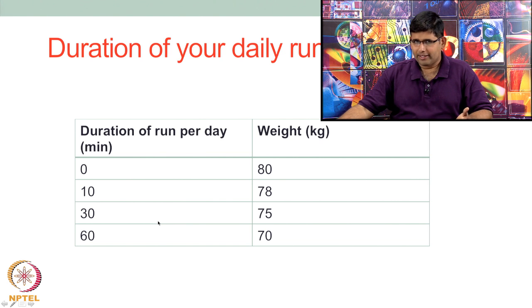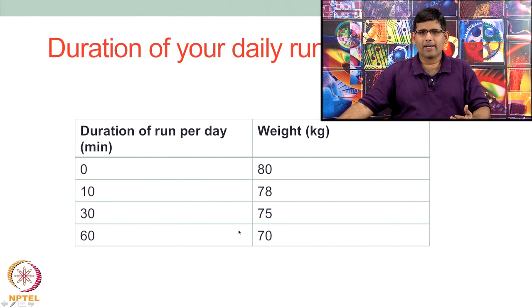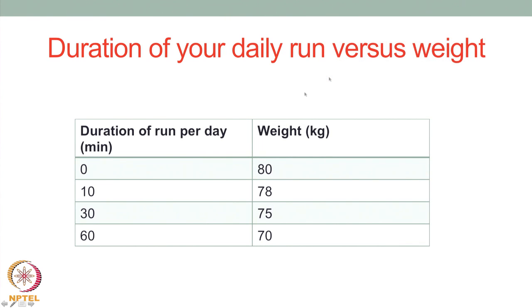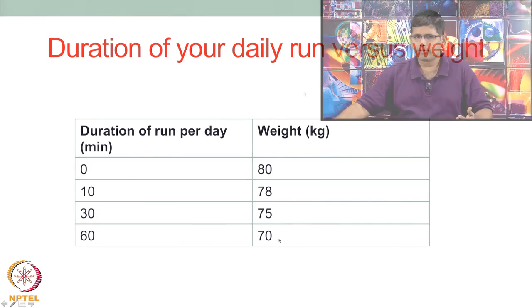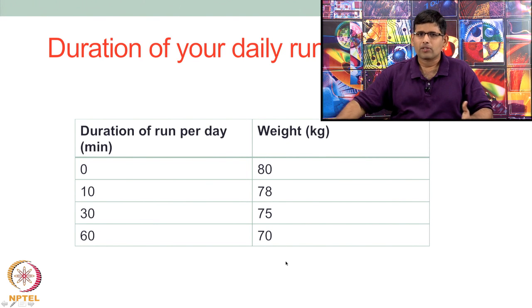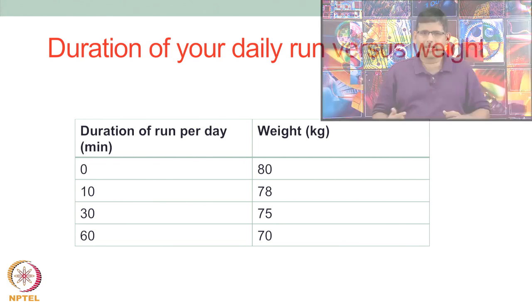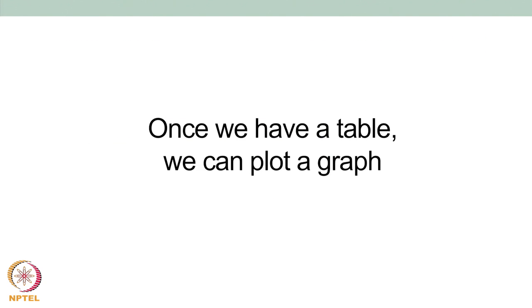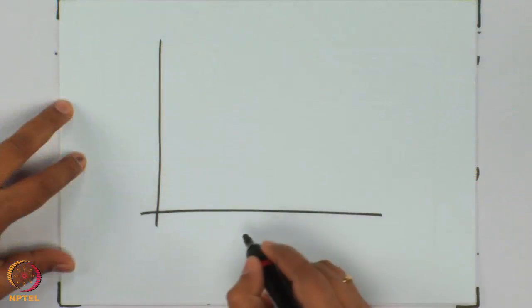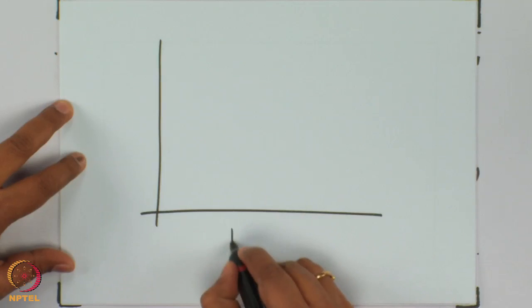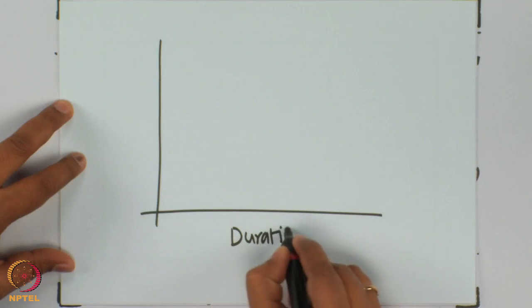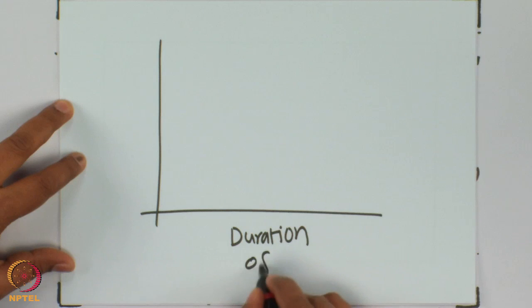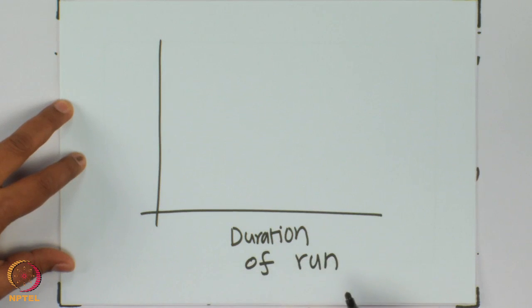Then I run for 30 minutes every day. Then I look at my weight, it has further reduced. Then I can increase my run time. I run 60 minutes every day for a period of time, and then I see that my weight has further reduced, and so on and so forth. So I can note this. This day-to-day event that we see, I can note. I can make a table, and then once we have a table, we can plot a graph. If we plot a graph, we can plot on the x-axis, let us say, the duration of run, and the weight.